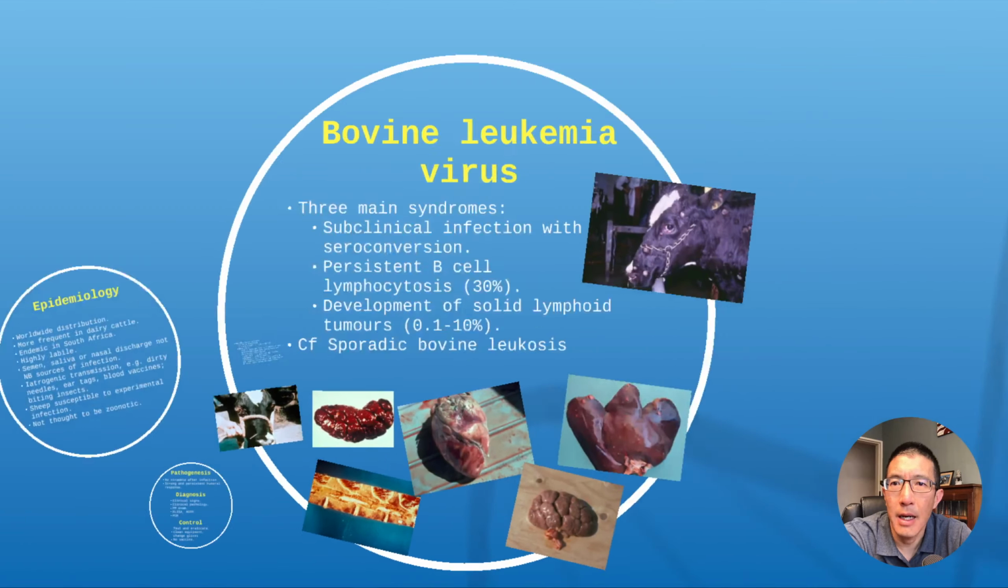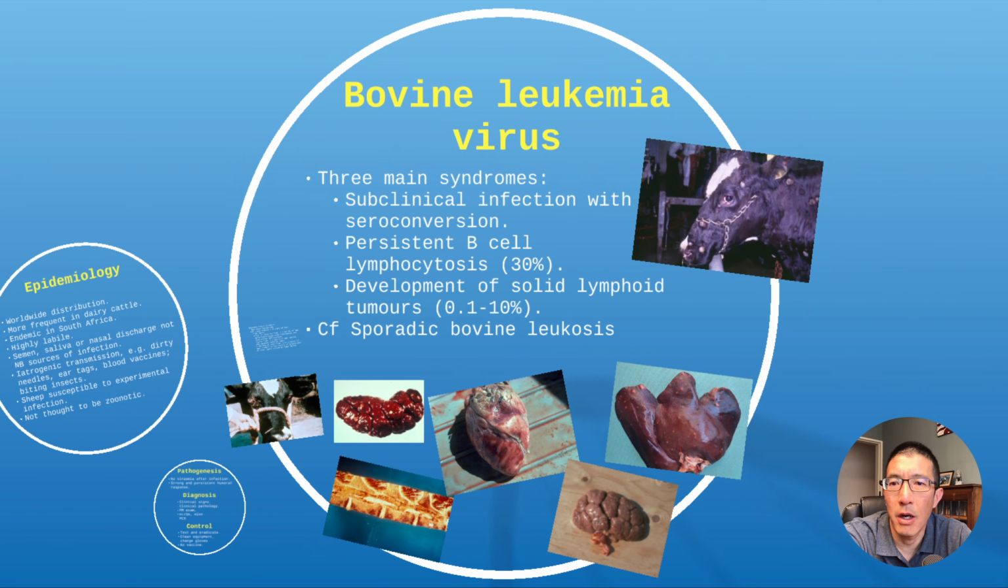So that covers the cat retroviruses, onto bovine leukemia virus. There are three main syndromes associated with bovine leukemia virus. In the majority of cases, the infection is subclinical. Up to 30% of infections result in a persistent B-cell lymphocytosis, and then up to 10% of infections will result in the development of solid lymphoid tumors.